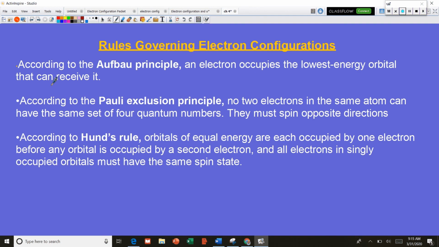So there are three rules that kind of govern or control how we fill these. The first rule you need to know is what's called the Aufbau principle. The Aufbau principle tells us that an electron occupies the lowest energy orbital that can receive it. So another way to say this is that we have to fill lower energy levels first, or fill low to high.